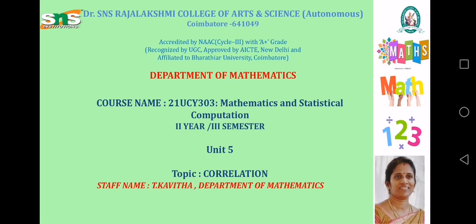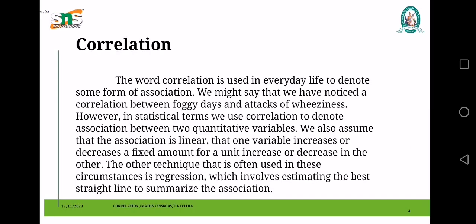Today I am going to explain the topic of correlation. The word correlation is used in everyday life to denote some form of association. We might say that we have noticed a correlation between foggy days and attacks of bronchitis. However, in statistical terms, we use correlation to denote association between two quantitative variables.